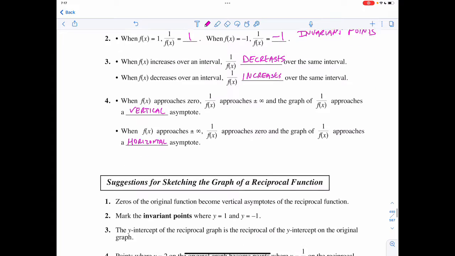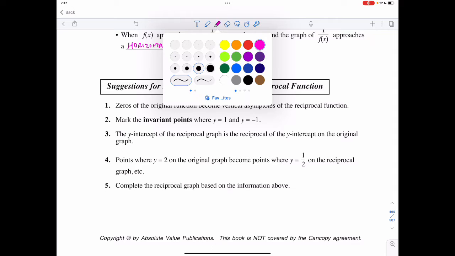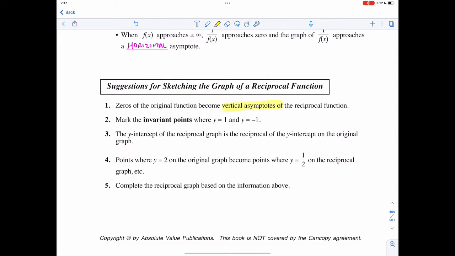So, what are the keys for graphing this out? I take my zeros of the original function, draw perfectly vertical lines over those, and make them vertical asymptotes. I'm going to find the points where y is equal to 1 or negative 1 and make sure that my reciprocal goes through those points. I'm going to take the y-intercept of my original graph and then take the reciprocal of that.